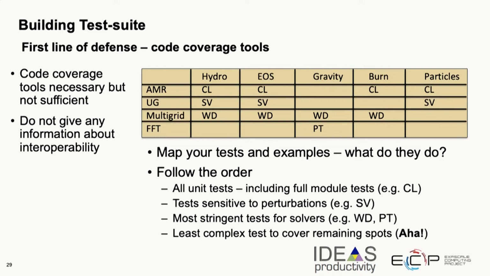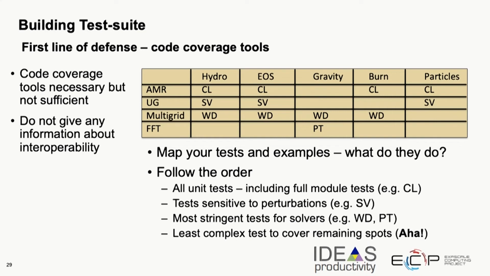So for example, here these are the names of the tests. The test that is CL is exercising interoperability between hydro and AMR, equation of state and AMR, burn and AMR, and particles and AMR. Similarly, the SV test is exercising the same functionalities with uniform grid. There is the WD test that is exercising some of the others, and this is not exhaustive by any means, but this is an example.